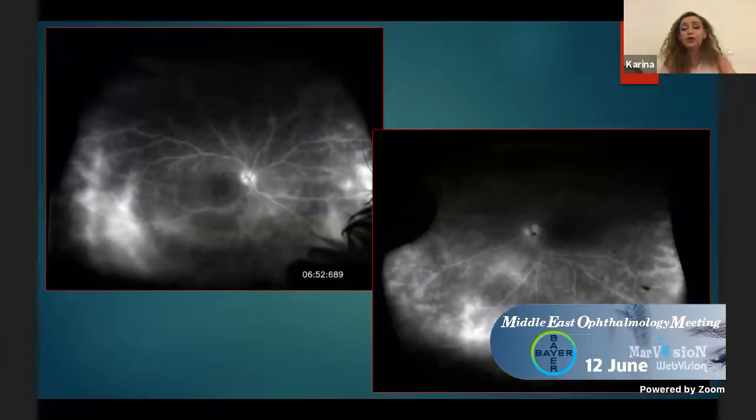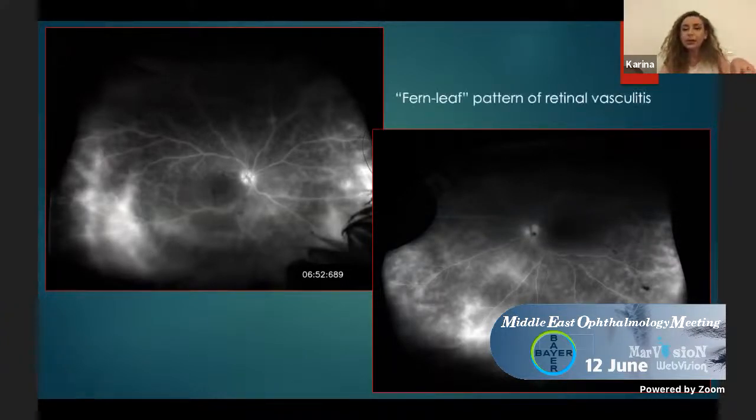I proceeded with a new fluorescein angiography, and we still have the presence of this widespread small vessels vasculitis. You have here these areas of enhanced fluorescein leakage. This is related to the areas of retinitis. And whenever you see something like this, it is called fern leaf pattern of retinal vasculitis. And the first differential diagnosis for this pattern of retinal vasculitis is actually Behçet disease, which is a non-granulomatous uveitis.